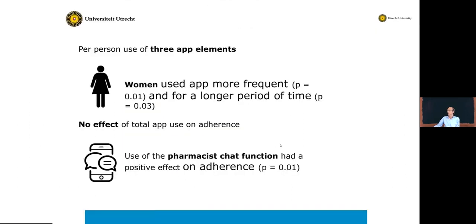Well, we actually saw that female adolescents use the app more frequently. And when we looked at the total use of the app, we did not really see that participants who used the app more frequently than others had a better effect, but especially those who used the pharmacist chat function had the most effect on adherence. So I was very happy to see this, because it suggested that pharmacists can really mean something for these adolescents.